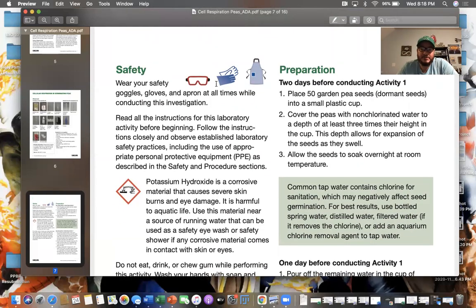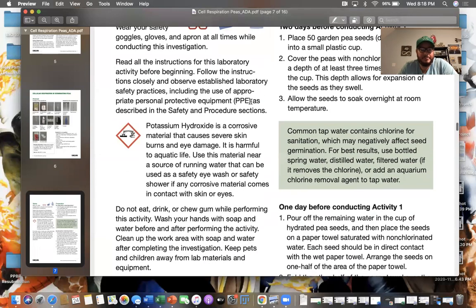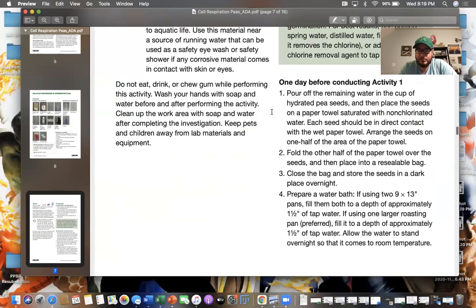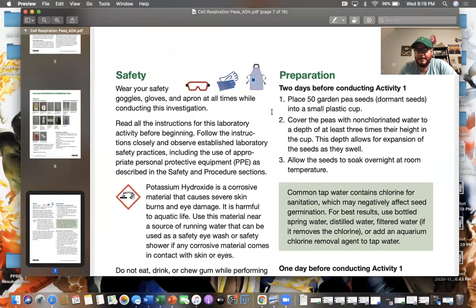So, goggles, gloves, apron. The biggest thing for this is to make sure that you're wearing them when you're working with the potassium hydroxide. Everything else is not going to harm you if it gets on your skin. You're just really working with water and peas. But the potassium hydroxide is corrosive to your skin. It can really do damage. So when you're working with that, make sure you have your gloves, goggles, and apron on, and that you're working on a protected surface.